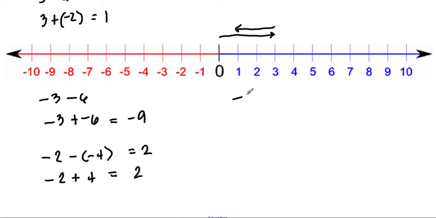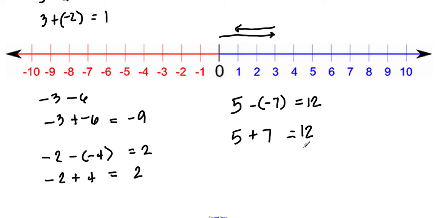If you have negative 5, sorry, let's make this positive this time. Let's just do 5 minus negative 7. Again, when you're subtracting, you're adding its opposite. So you keep the number 5, and then you're adding the opposite of negative 7, which is 7. So this is basically 5 plus 7, which is 12. So 5 minus negative 7 is actually 12.